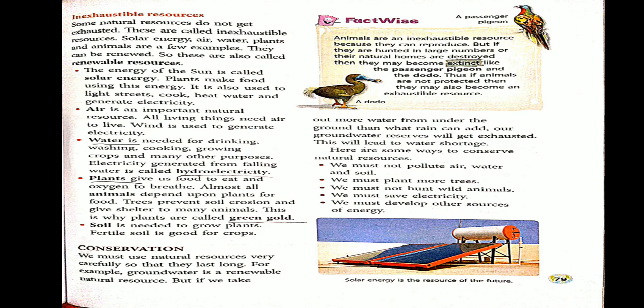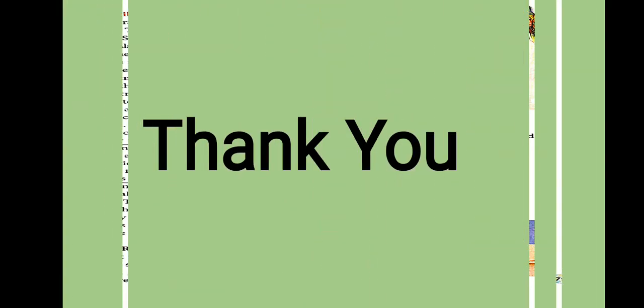So, here are some ways to conserve natural resources. We must not pollute air, water, and soil, and we must plant more trees, we must not hunt wild animals, we must save electricity, and we must develop other resources of energy. So that's all in this chapter.